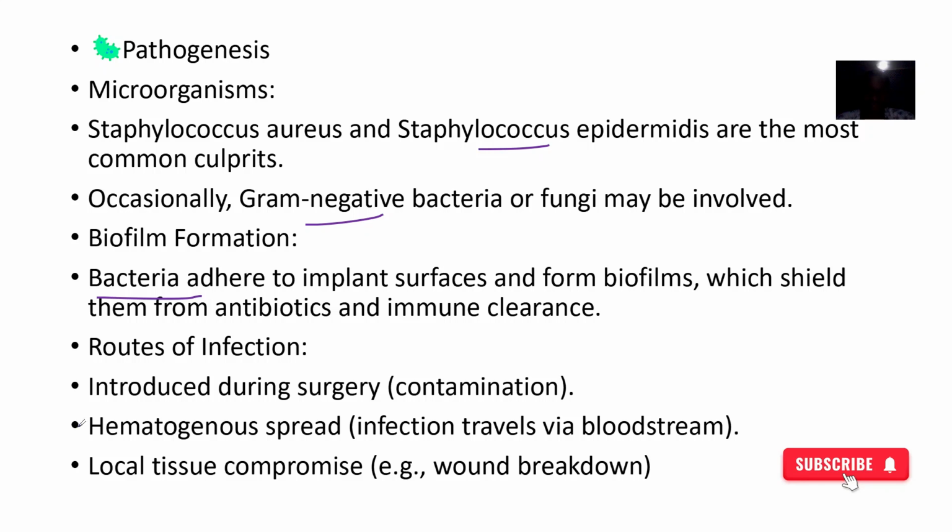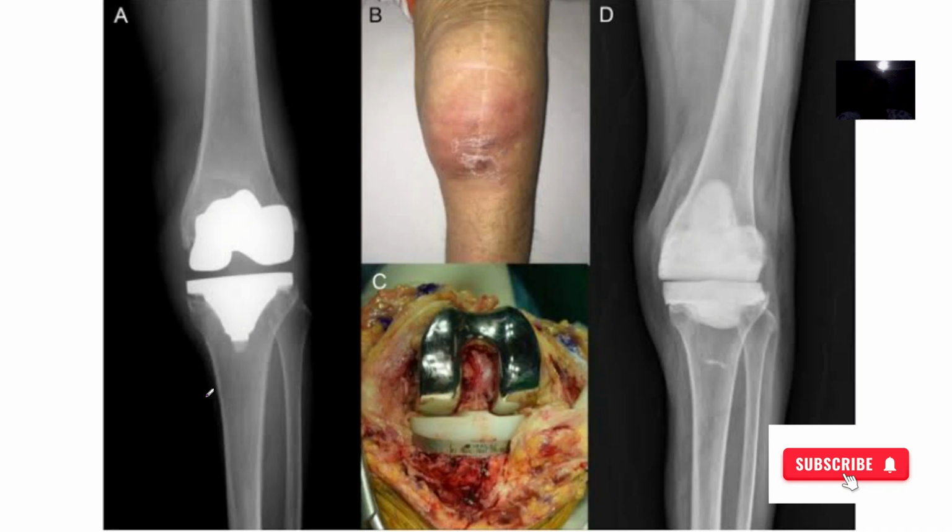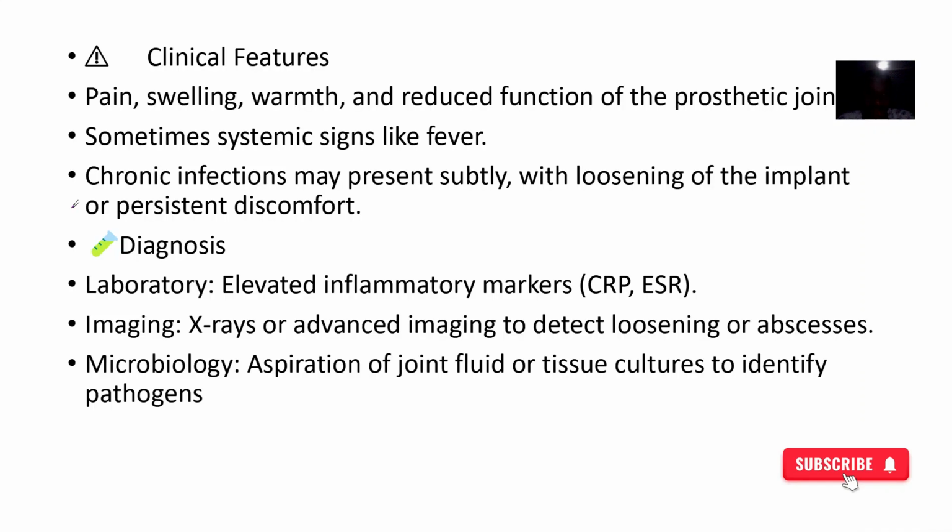Routes of infection: they could be introduced during the surgery. It could be that there's an infection elsewhere, spreading through the blood. It could be local tissue compromise. So clinical features are a lot of pain, a lot of swelling, a lot of warmth, reduced function of the prosthetic joints, sometimes systemic issues like fever.